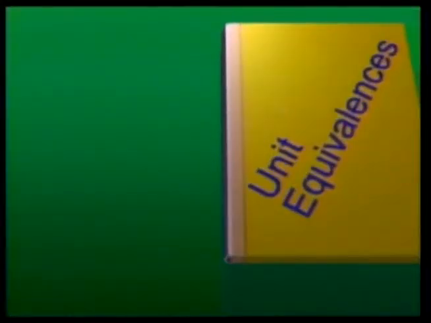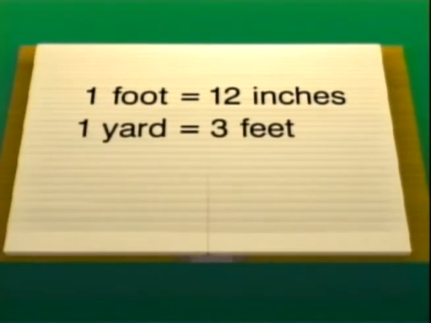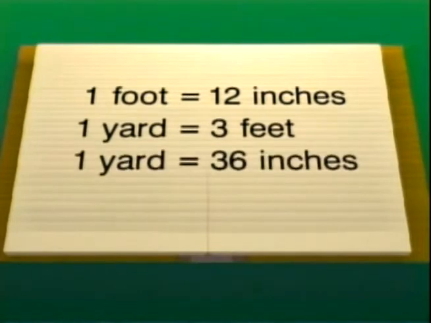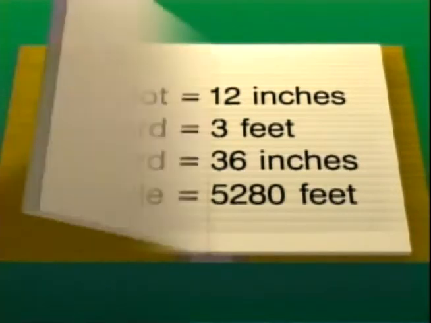You may already know some of the equivalences for these units. In this lesson, we'll use 4 equivalences. 1 foot equals 12 inches, 1 yard equals 3 feet, 1 yard equals 36 inches, and 1 mile equals 5,280 feet. If you already know these equivalences, you're off to a good start. If you don't, study them. We'll use them in the rest of this lesson. Now let's see how we can use these equivalences to solve some problems.